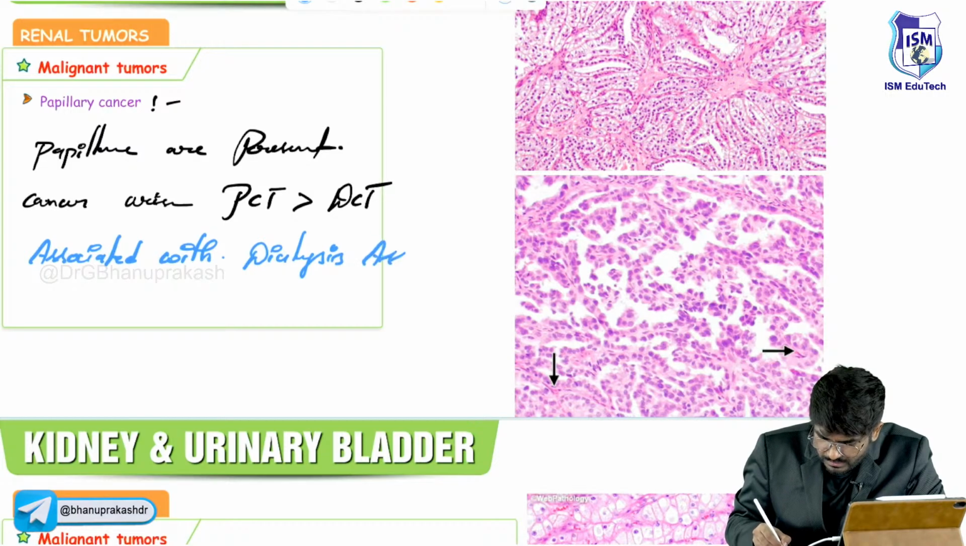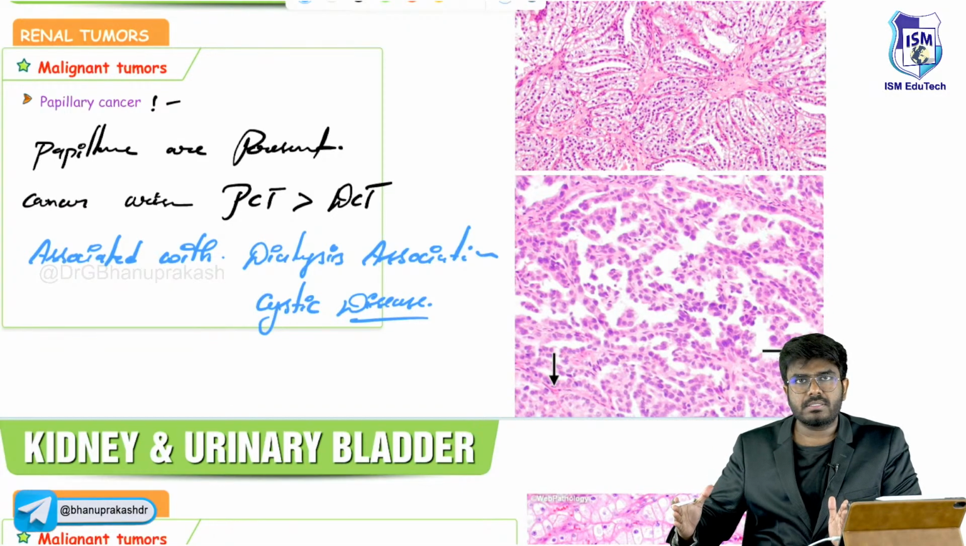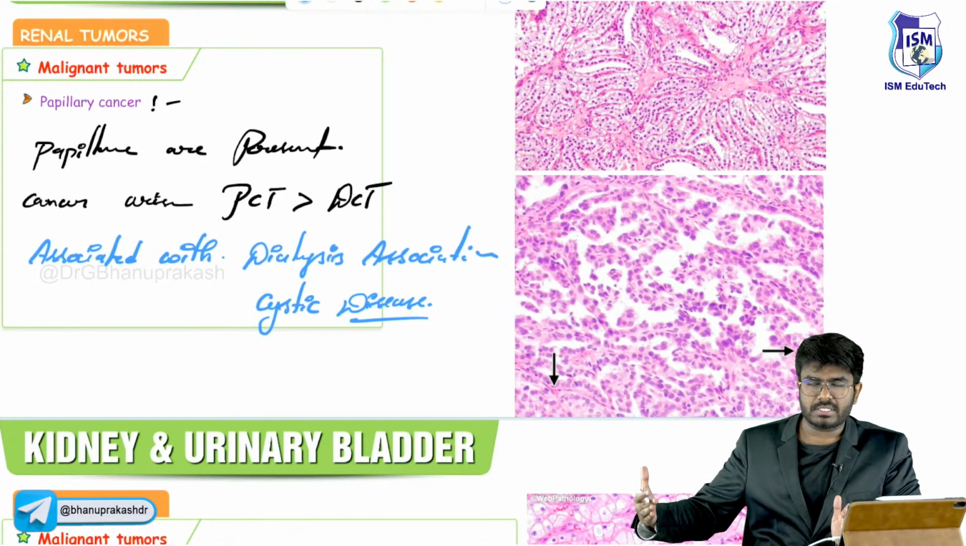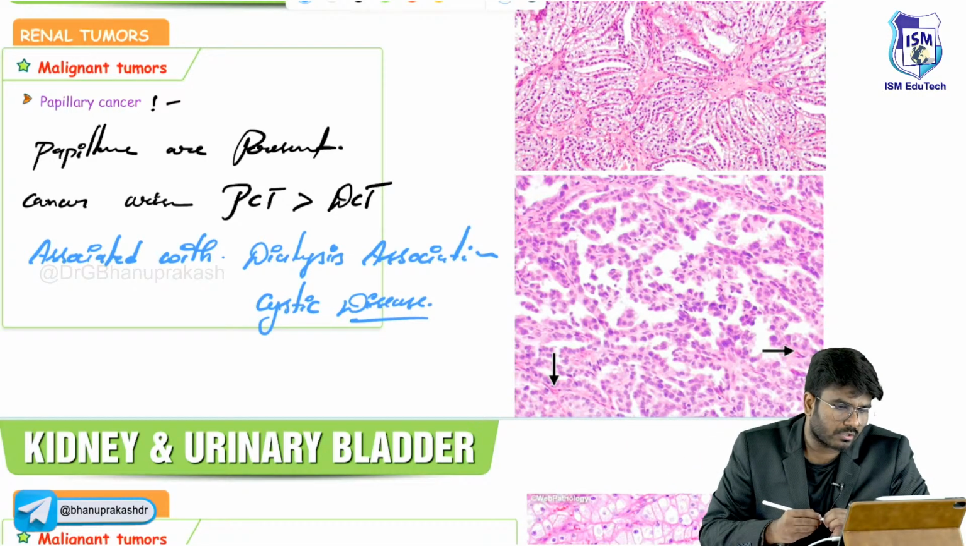Dialysis associated cystic disease. Okay, so a patient who is going for dialysis can develop dialysis associated cystic disease, which can turn into papillary cell carcinoma. Okay, papillary cell carcinoma, sir.